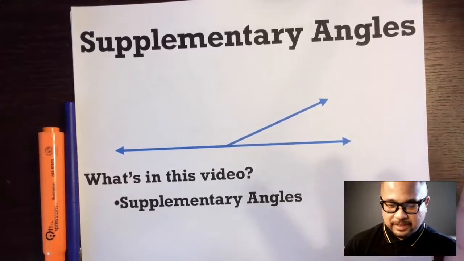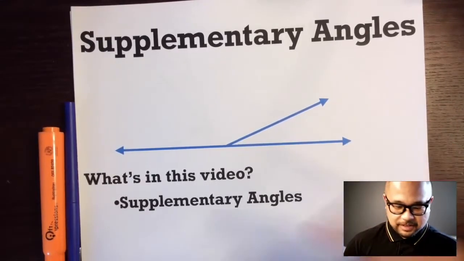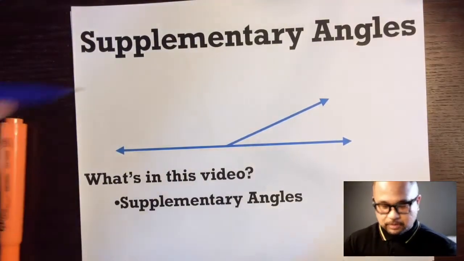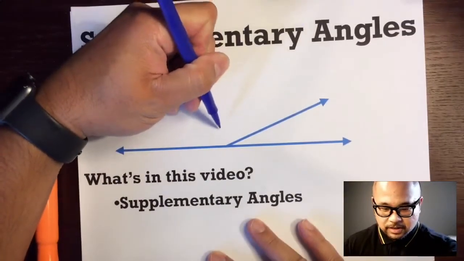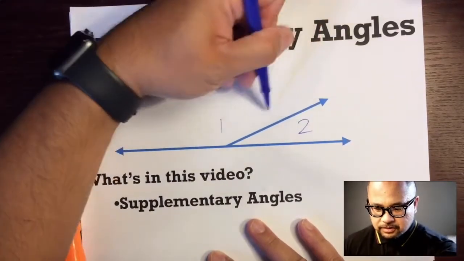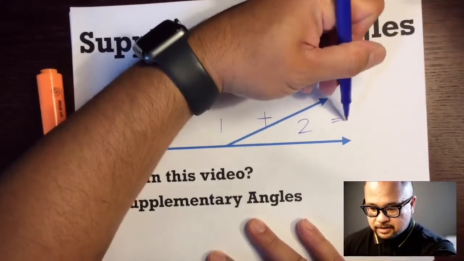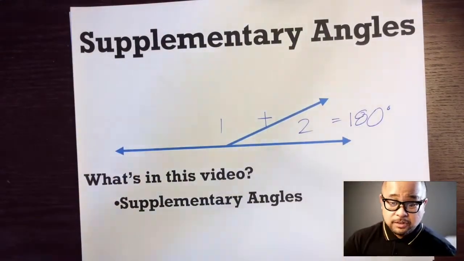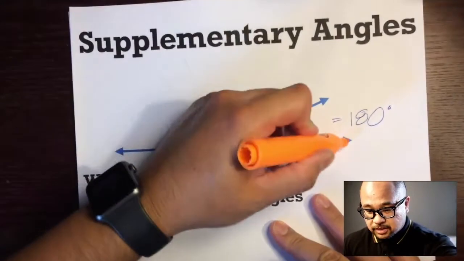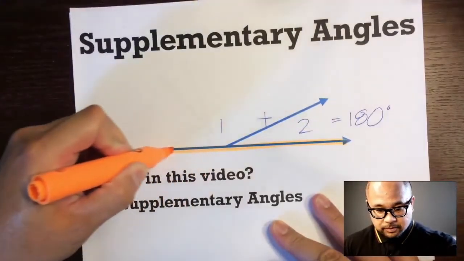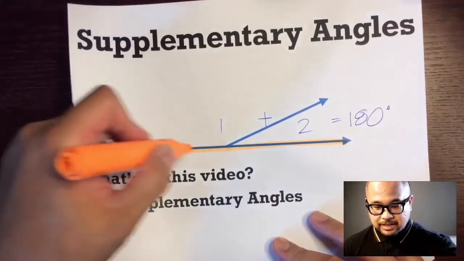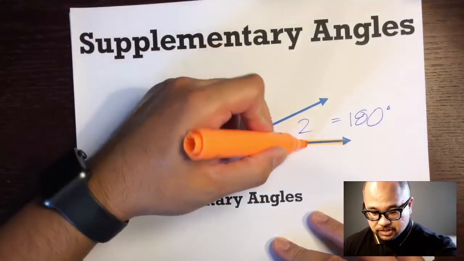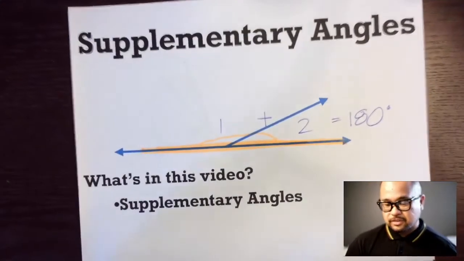Alright, so here are supplementary angles. What's in this video? Supplementary angles. That's what we talked about. So supplementary angles, as a quick review, are two angles. Here's one angle and here's another angle, and these two angles add up to 180 degrees. You know that because if we put both of those angles together, they make that straight line. So from here to here is a straight line, so 180 degrees.